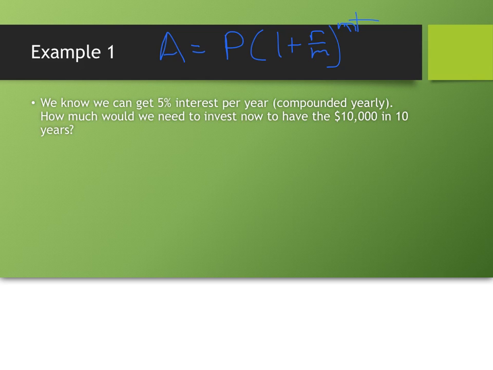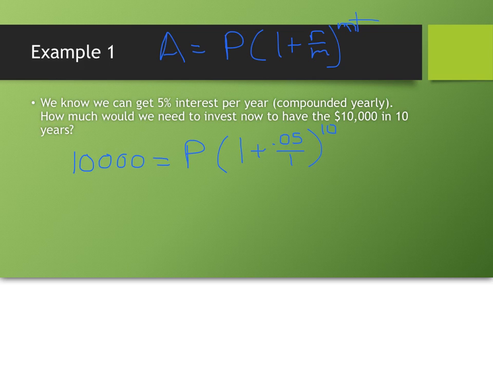So $10,000 is the future amount. That's the A. My principal, or present value, is the amount I'm looking for. Now this is 5% interest per year, so it's 1 plus 0.05. You can think of it as divided by 1, or just 1.05. And we're doing this for 10 years. Since it's one time a year for 10 years, the exponent is going to be a 10.